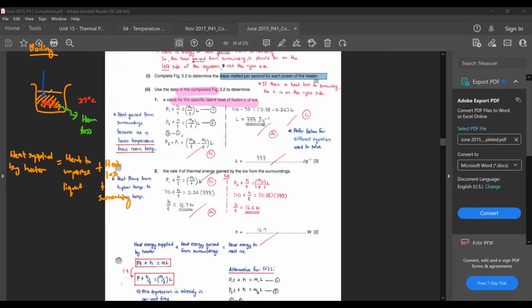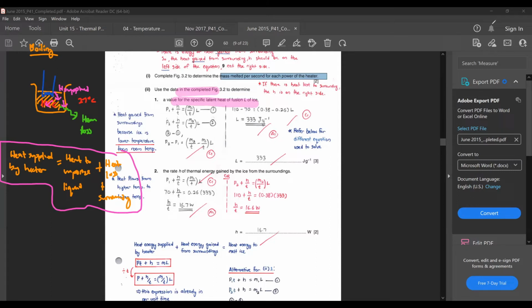This one is your heater. The heater will supply heat to your water. This one is your heat supply. Then your heat supply will go into heating the water, and a portion of it will be lost as heat to surroundings. So that's why I can say that your heat supplied by your heater, a portion of it went into vaporizing the liquid, and a portion of it was lost to the surroundings. Okay, so this one is for the boiling case.